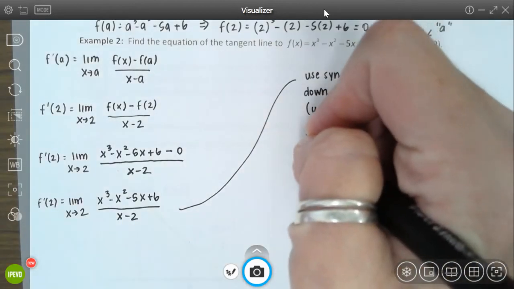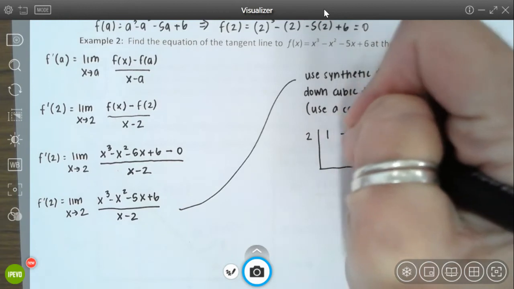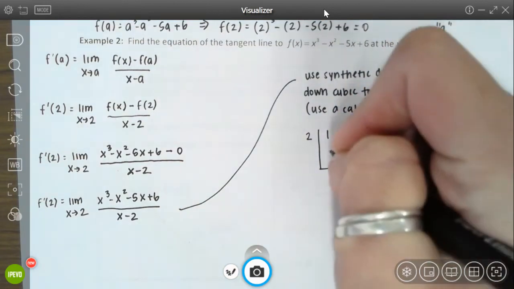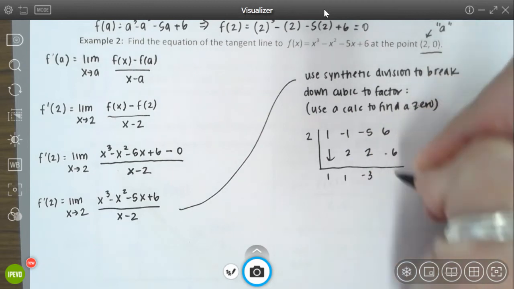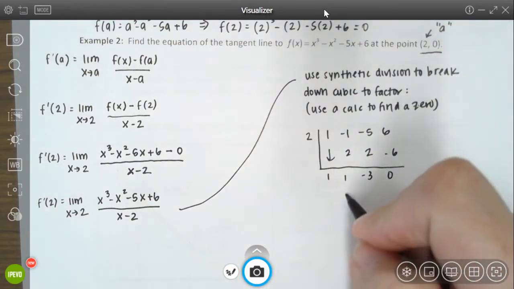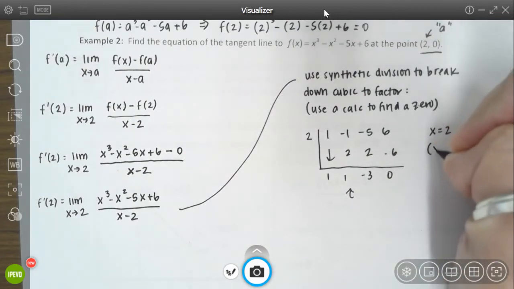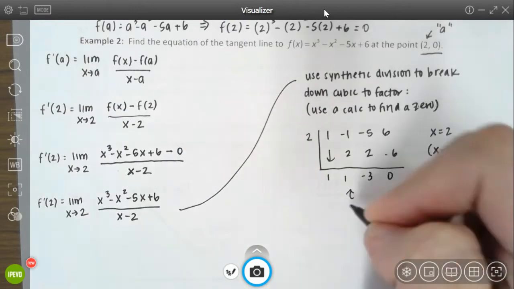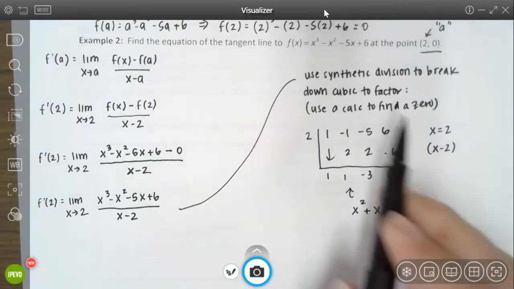So I'm going to put the 2 on the outside, put my coefficients here: 1, -1, -5, and +6. Perform my synthetic division, which gave me a remainder of 0. So I do know that 2 is obviously a zero. This is telling me that since x is equal to 2 is a zero, my corresponding factor would be x minus 2. And the rest of my polynomial, once I break that down, would go from a cubic down to a quadratic.